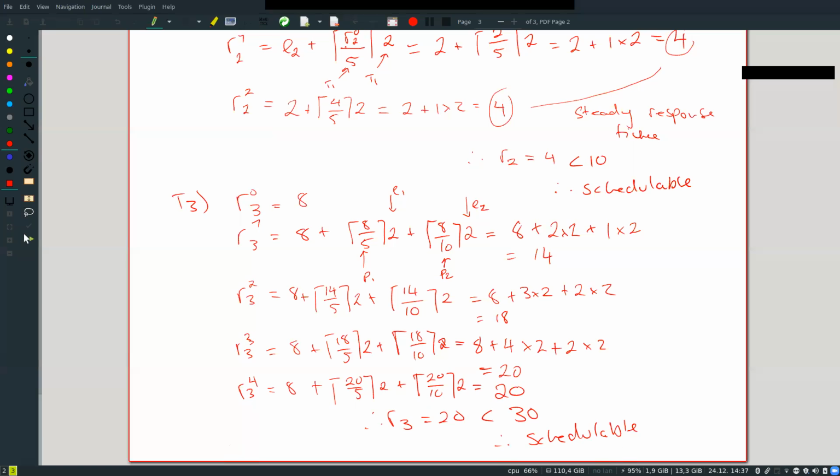Now, all tasks are schedulable. Therefore, the entire system is schedulable.